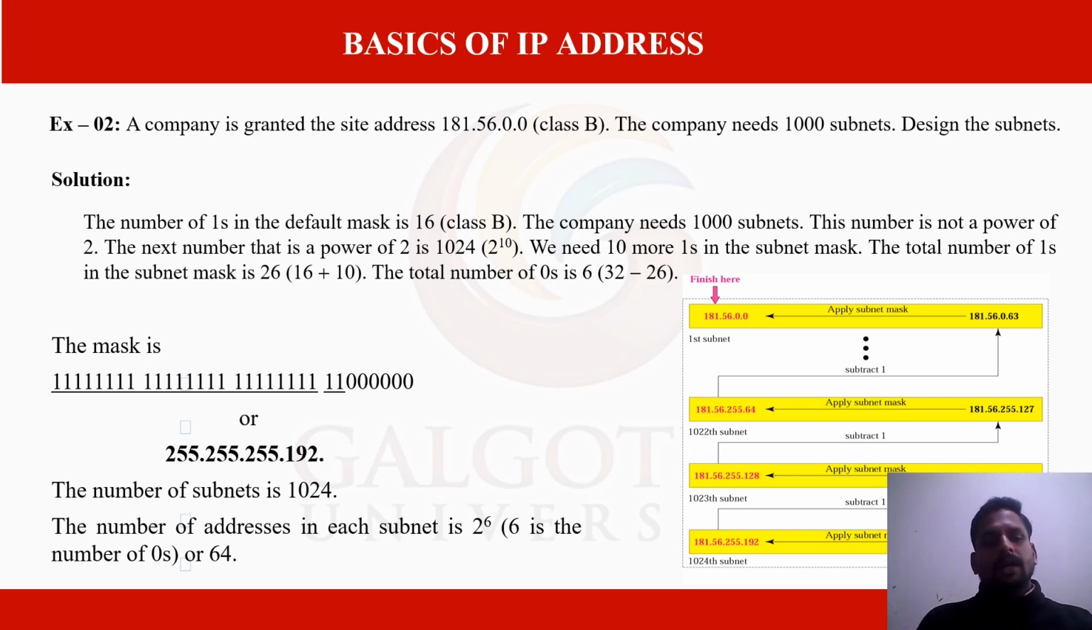And then the total number of addresses we can create is 2 power 6. So 2 power 6 gives the value of 64. So per subnet we can create 64 different addresses. Okay. So you see in this diagram it is starting from 181.56.0.0 and then it is ending with 63. That means we can create 64 addresses.